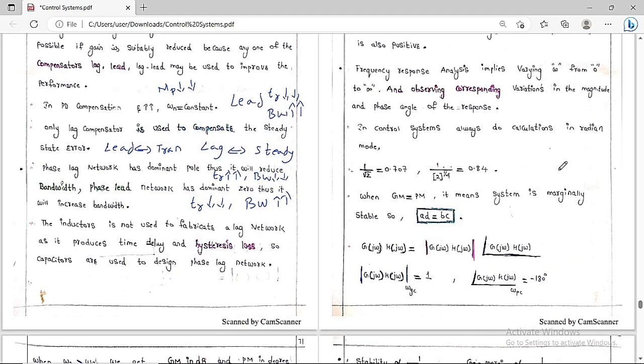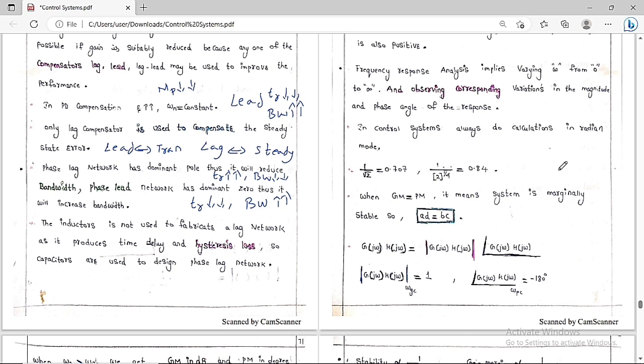The next point is, frequency response analysis implies varying omega from 0 to infinity and observing the corresponding variations in the magnitude and the phase angle of the response.